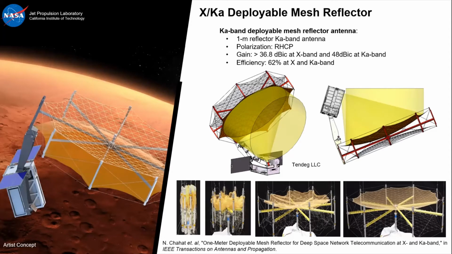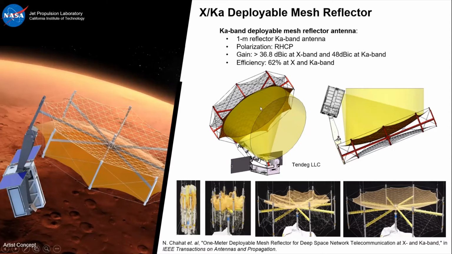So we collaborated with a small company, a startup, Tendeg, to develop and qualify this reflector that you can see the deployment on the bottom. So the storage case is shown on the first picture, and you can see the reflector fully deployed on the right. And we have a boom that deploys the reflector itself away from the CubeSat so that you have a fairly good F/D to achieve the mission requirements.